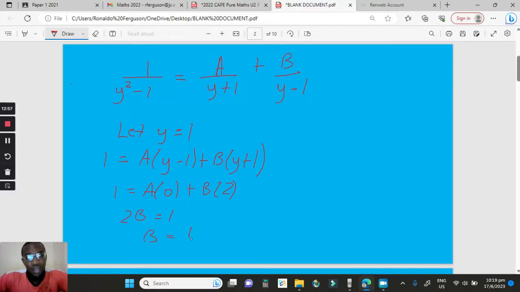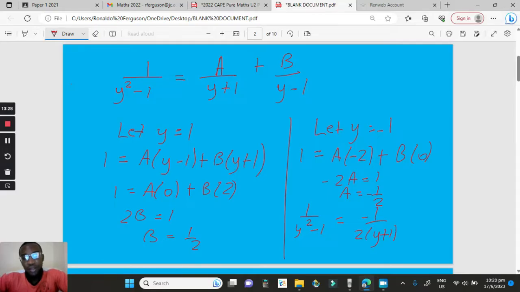So b equal half. Then if I plug in y as negative 1, then 1 equal a times (negative 1 minus 1), so a times minus 2, plus b times (minus 1 plus 1), which is b times 0. So minus 2a equal 1, a equal negative half. And so in that case, 1 over y squared minus 1 is equal to a, which is minus 1 over 2 in bracket y plus 1, plus b, which is 1 over 2 in bracket y minus 1.